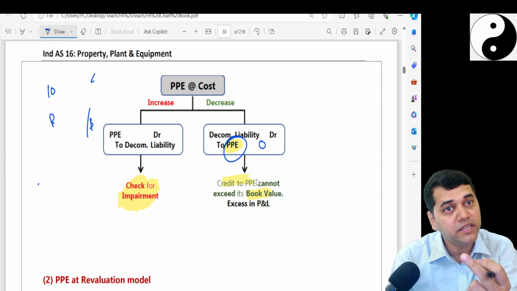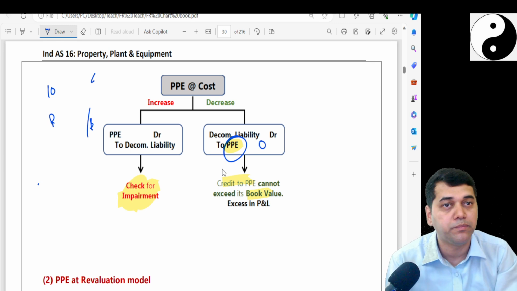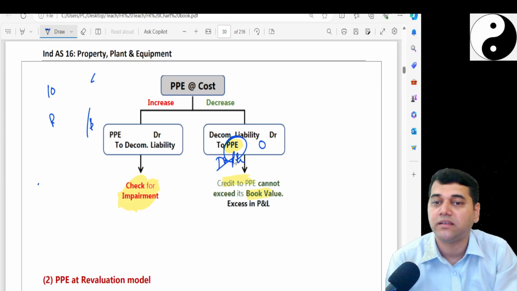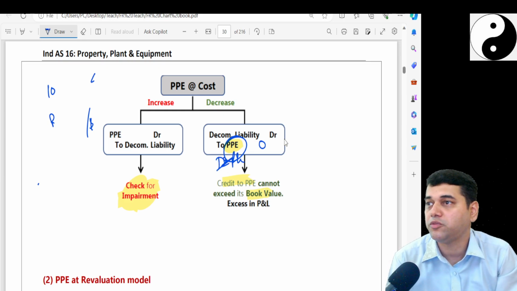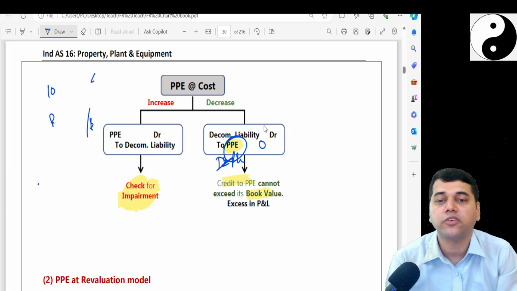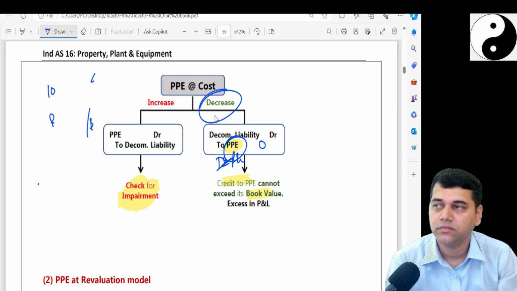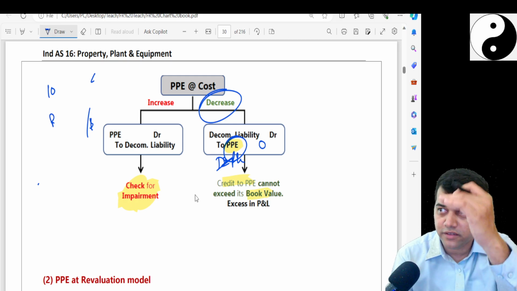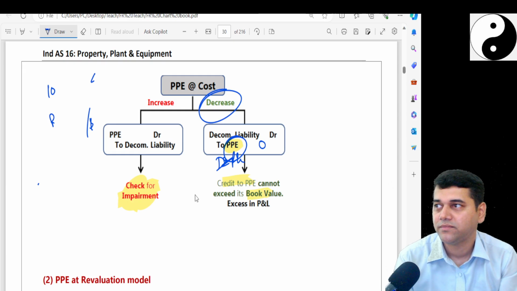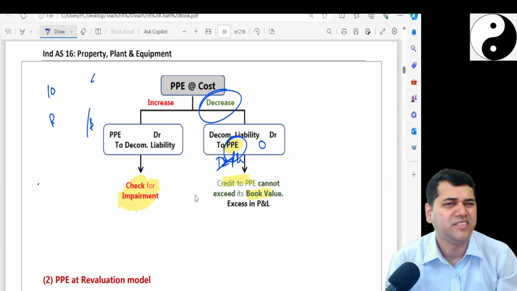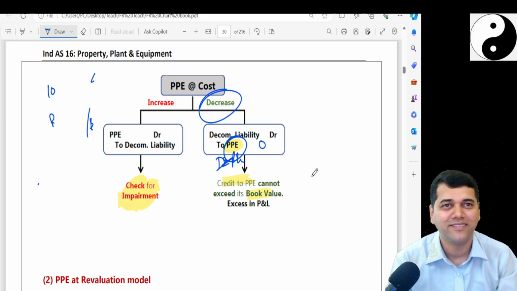And if your liability decrease is more than the book value of the PPE, then you credit it to P&L. Oh, sorry, income, because the liability got reduced. Decrease in the liability is income, right? So you take it to P&L. Simple accounting. Easy, no? Then please tell management, go for the cost model.